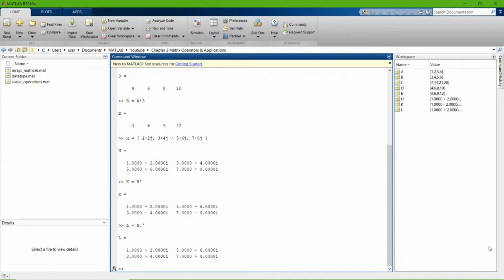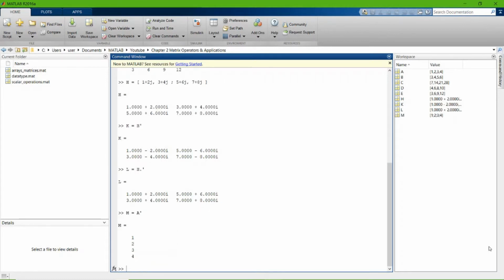Similarly, if we use apostrophe without dot for a normal matrix like A, the result will remain unconjugated, or basically there is no conjugating. There will be only transpose as a result. So let's do that. So here are a few scalar operations that we have learned.